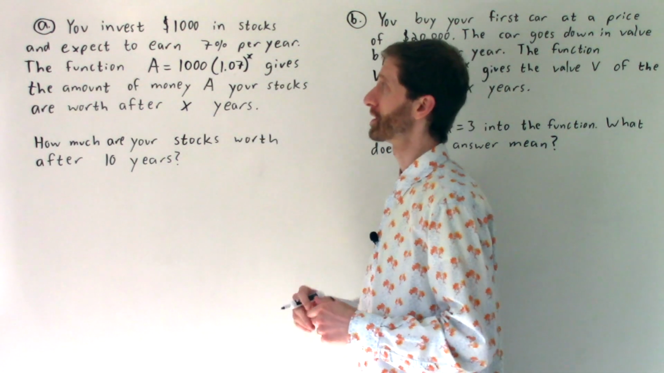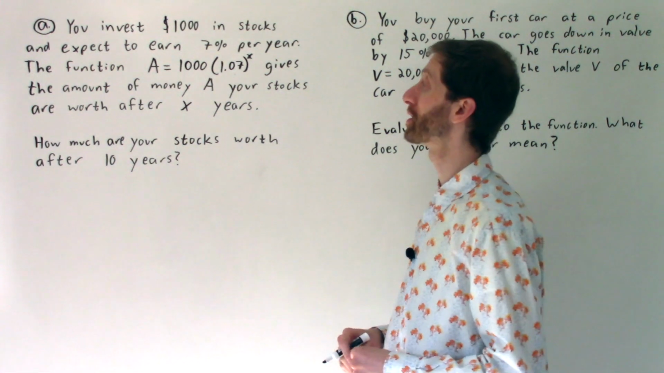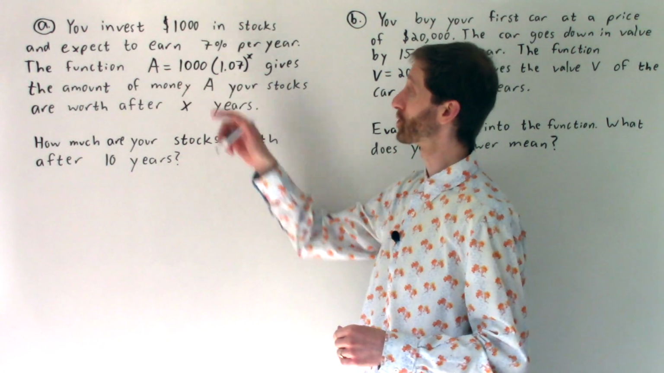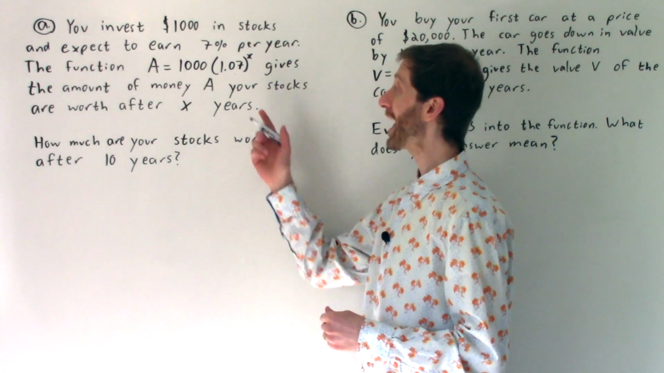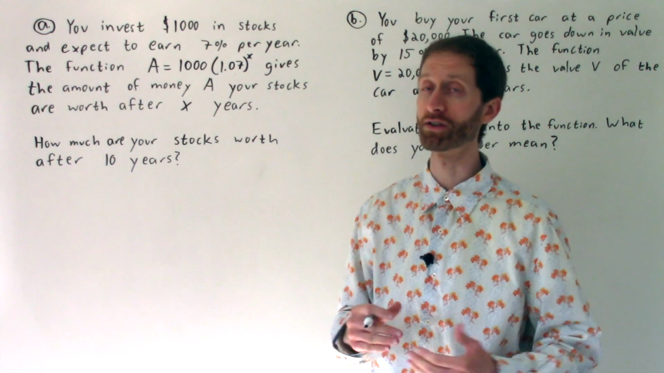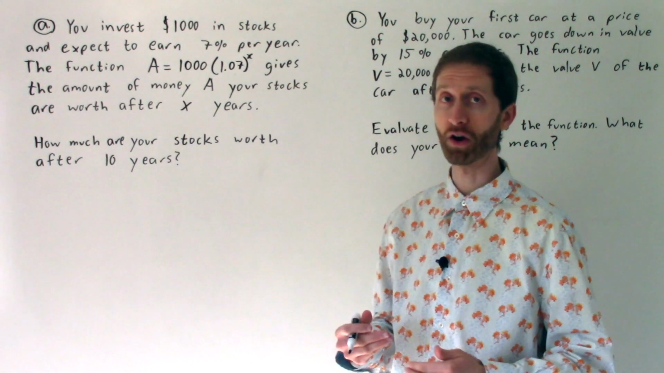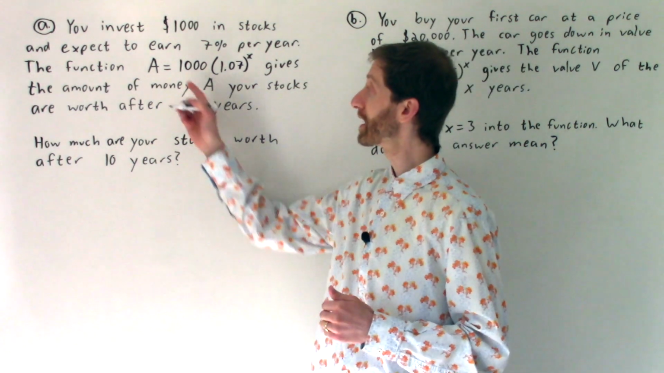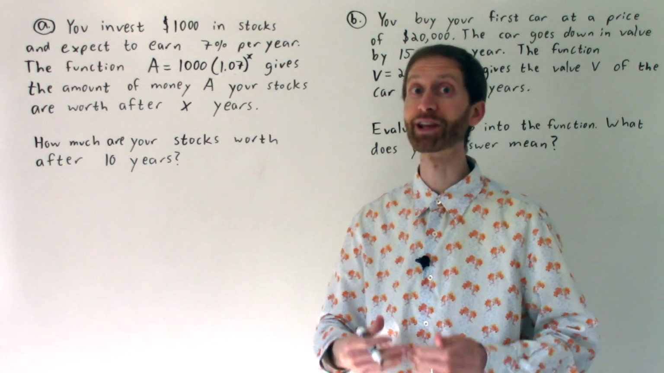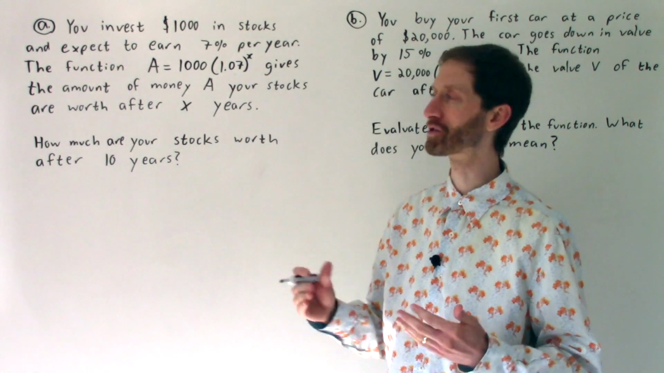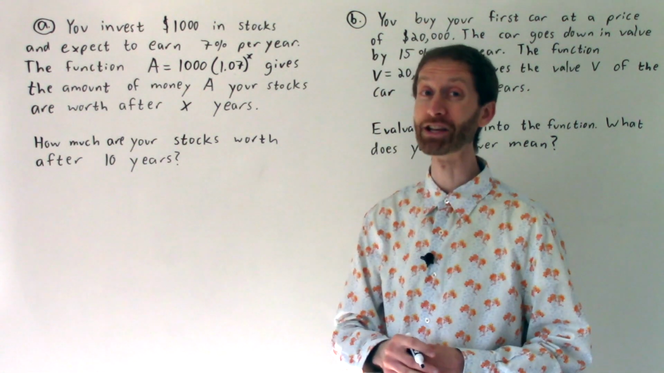So in the first word problem, it says you invest $1,000 in stocks and expect to earn 7% per year. The function A equals 1,000 times 1.07 to the x gives the amount of money A your stocks are worth after x years. So that's a lot of words. And usually when I read a word problem, I like to translate as I go. But as I'm reading this, I realize that they've given me the function that down the road in your math career, you'll have to translate to. But they've given us the function, so there's not much to translate. It then says, how much are your stocks worth after 10 years?